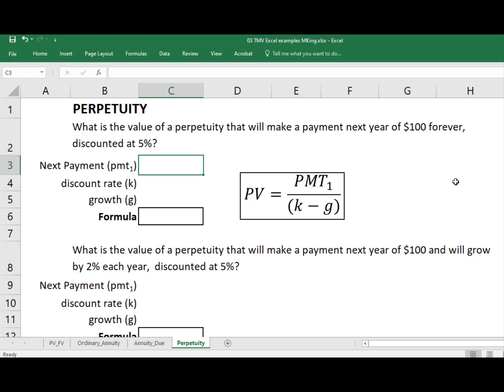So let's say we have $100 at a discount rate of 5%, and it does not grow, it is the same forever. We're going to put a formula starting with equal sign, $100 divided by the difference between K minus the growth rate G. Close brackets, and we see that it is $2,000.